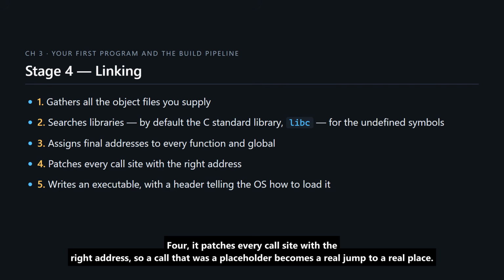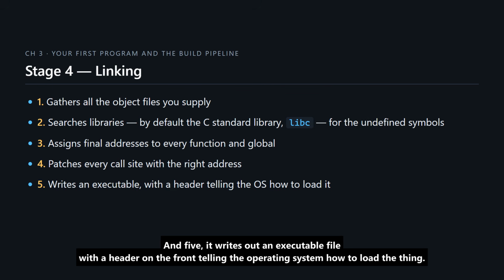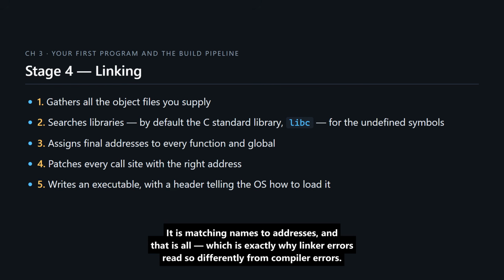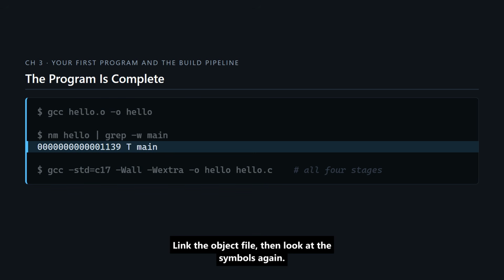4. It patches every call site with the right address, so a call that was a placeholder becomes a real jump to a real place. And 5. It writes out an executable file with a header on the front telling the operating system how to load the thing. Notice that nothing in that list involves understanding C. The linker has never seen your source code. It is matching names to addresses, and that is all, which is exactly why linker errors read so differently from compiler errors.